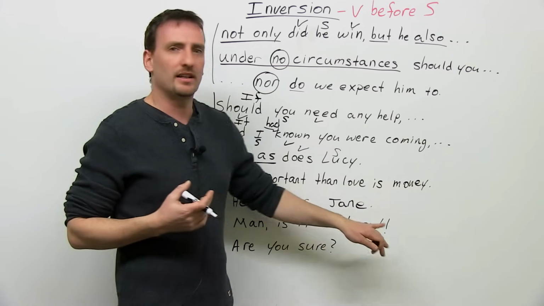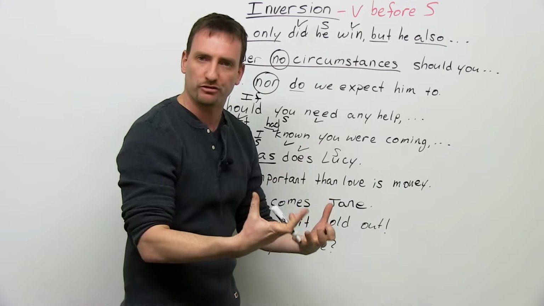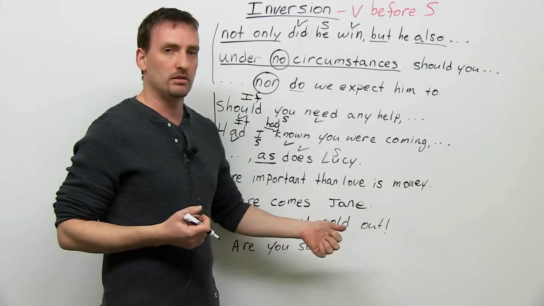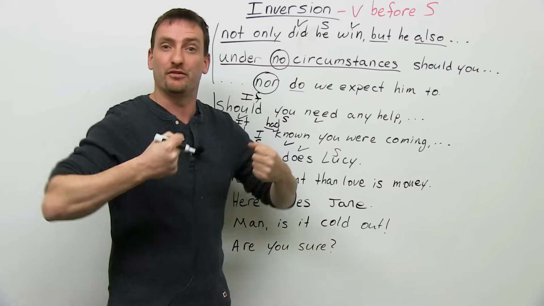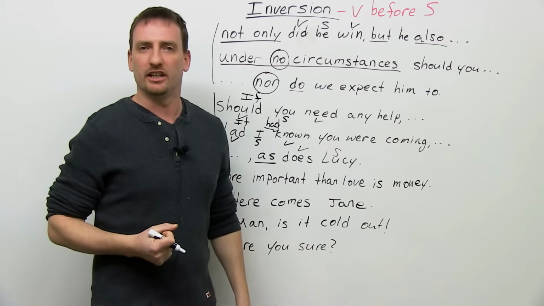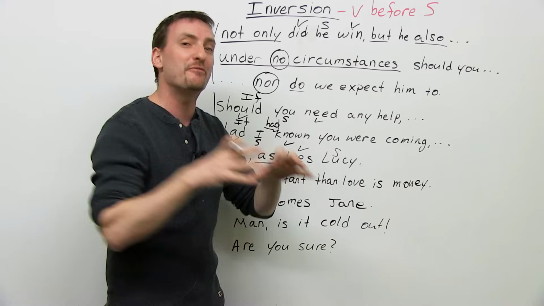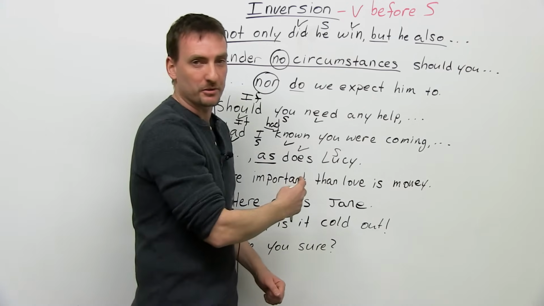Now it looks like a question, but we make it look like a question to give it more emphasis, to give it more strength. Man, is it cold out? I'm not asking you, is it cold out? No, I know it's cold out. I'm telling you it's cold out. I'm telling you very strongly, is it cold out? Man, am I hungry? It means I am really hungry, but we're making it very strong. We're making a point of emphasizing, which is why we invert the subject and the verb, okay?